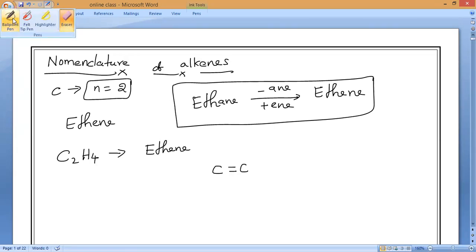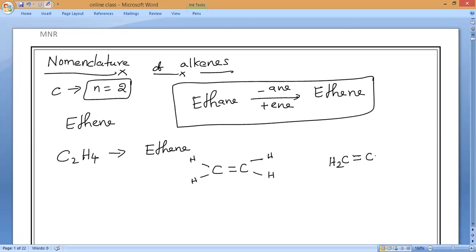Unless you draw every time, you cannot. Two bonds remain. So one carbon has 2 hydrogens, and the other carbon also has 2 hydrogens. So what is the condensed formula? Condensed formula: CH2 double bond CH2. You can write it like this, H2C double bond CH2, or CH2 double bond CH2. So this is the condensed formula of this one.